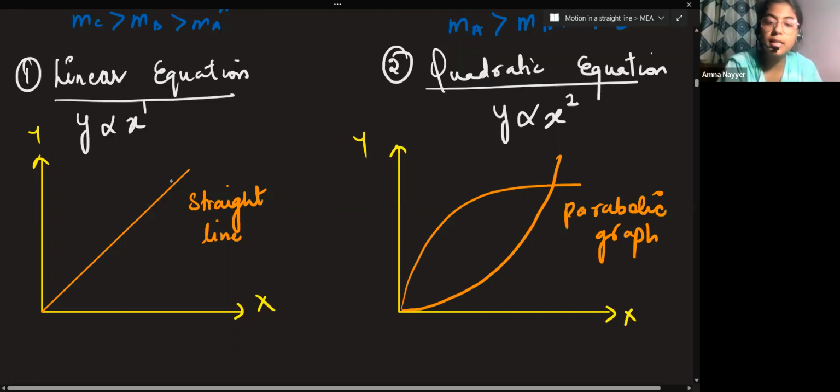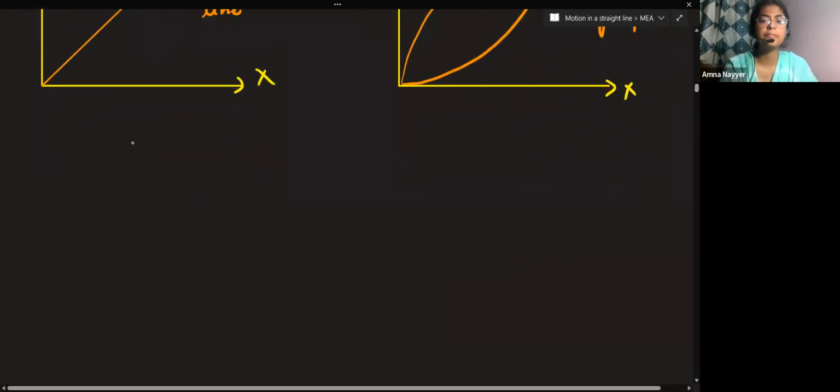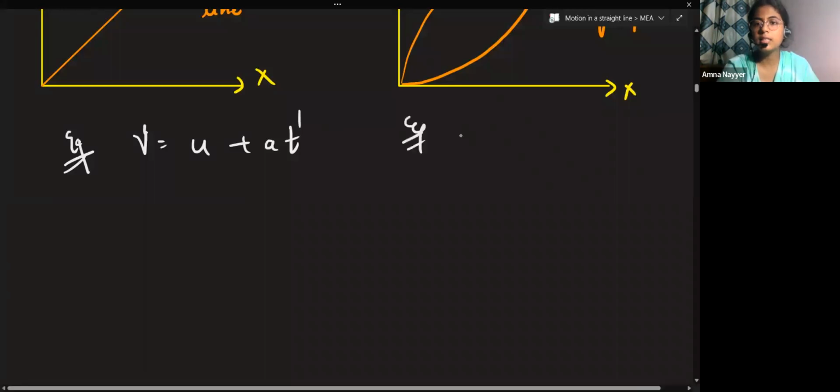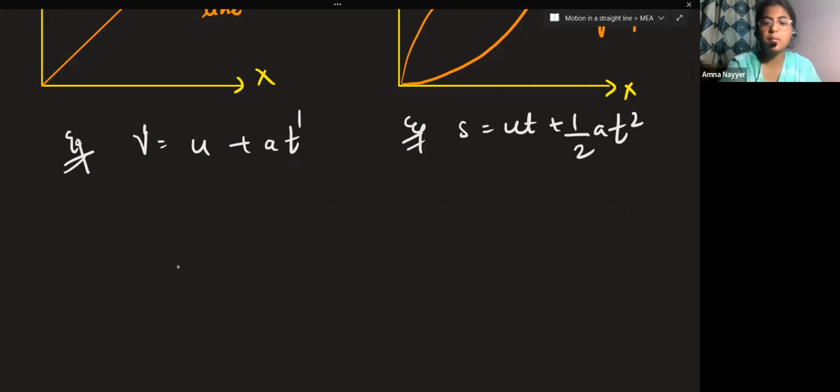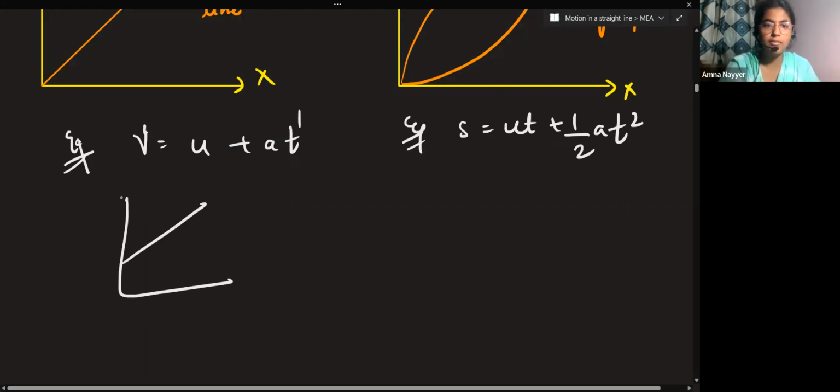If something is getting changed, let me give you an example of this linear equation. For example, you have this equation. V is equal to, just take an example, V is equal to U plus AT. Are you able to see V is to the power 1, T is also to the power 1. Here, this is S is equal to UT plus half AT square. So this becomes a quadratic equation. This becomes a linear equation. Here you will have the graph like this. V versus T. Here the graph will be curved.